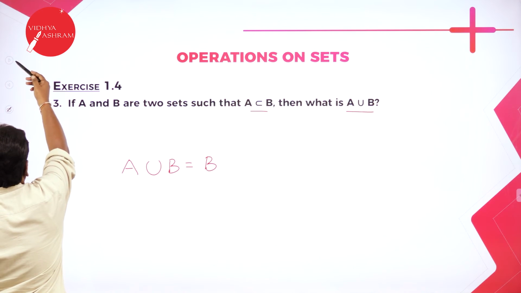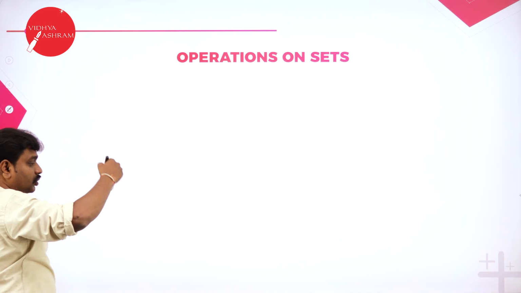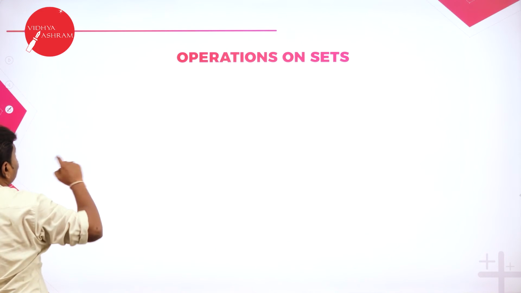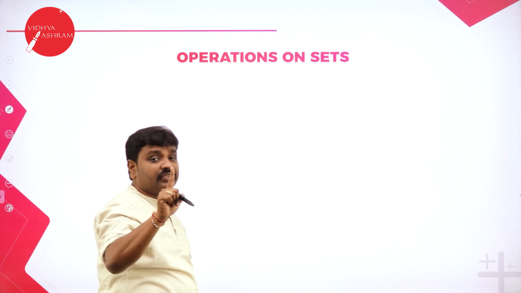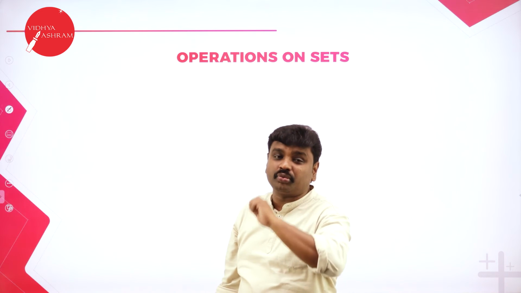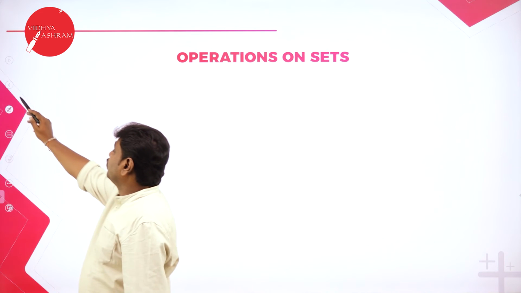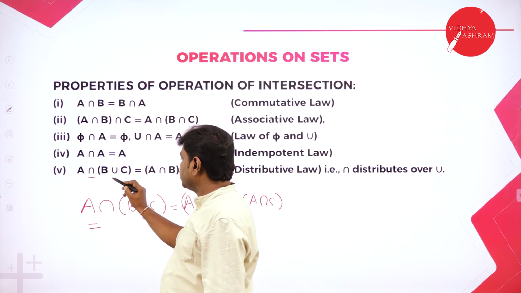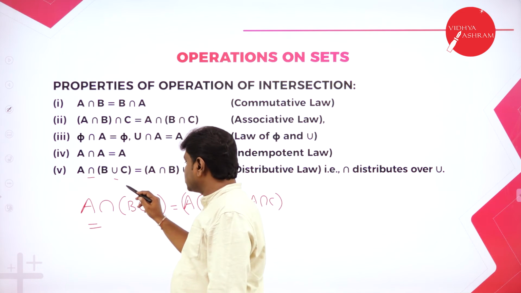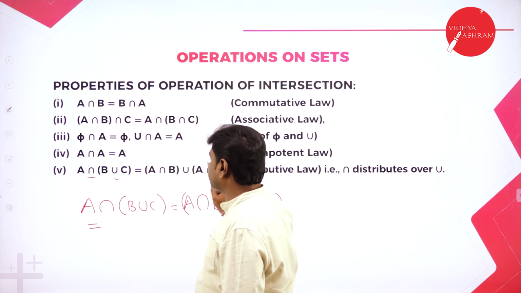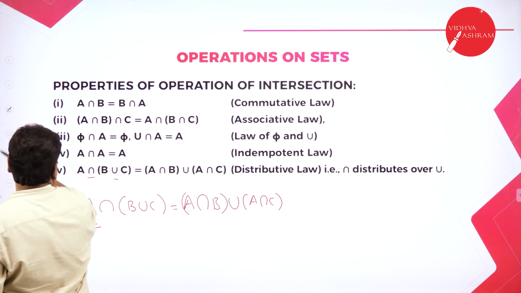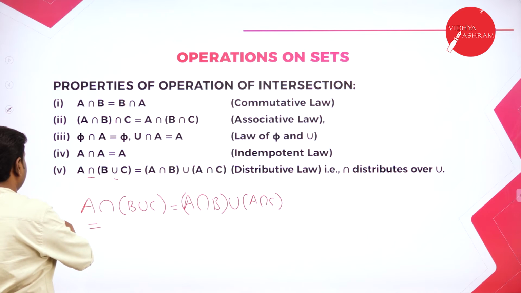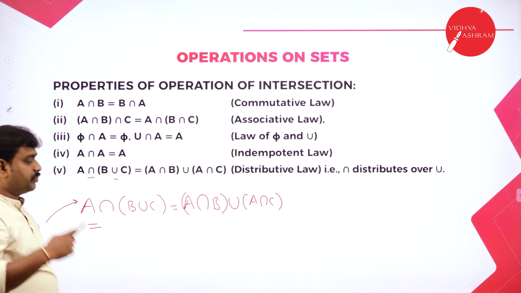Then we have conclusions. I have done 3 problems based on that. Now I have to do the conclusion. One of the properties I want to discuss in detail is the distributive property. Distributive, intersection, union: A intersection B union C is A intersection B union A intersection C. I will take one example to prove this.